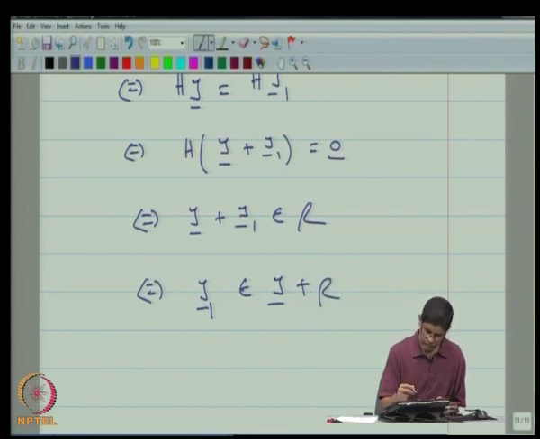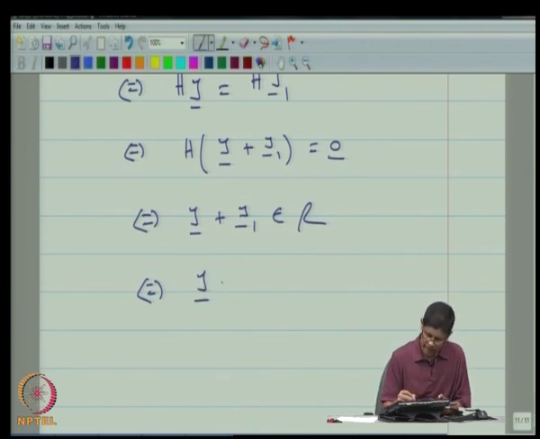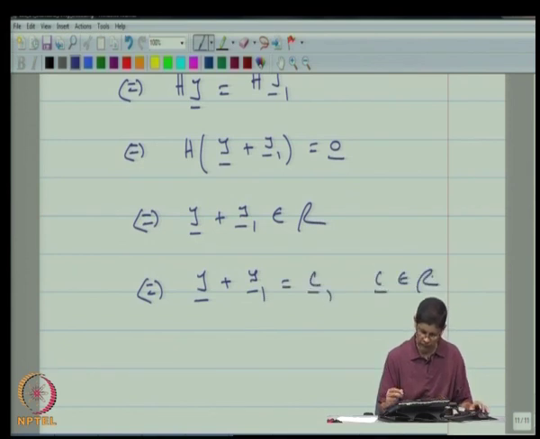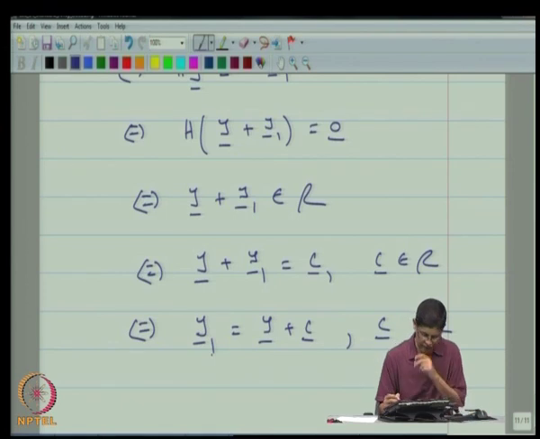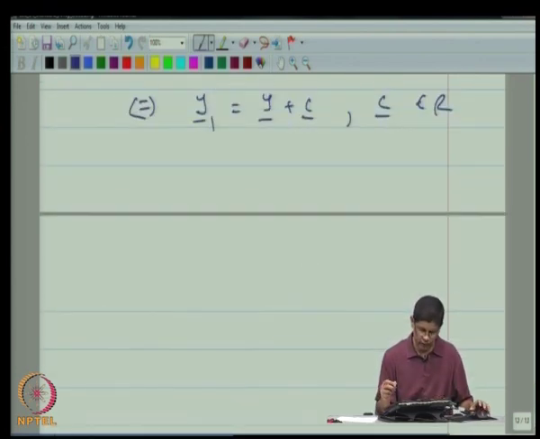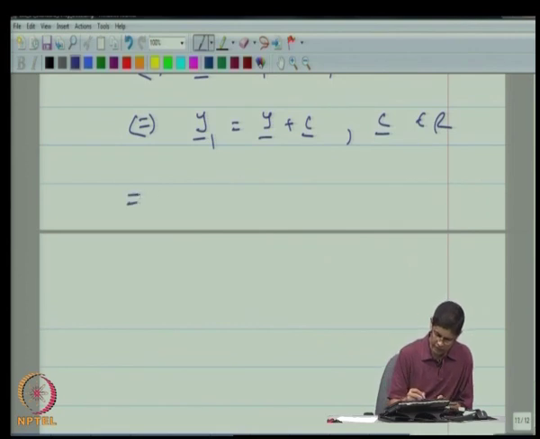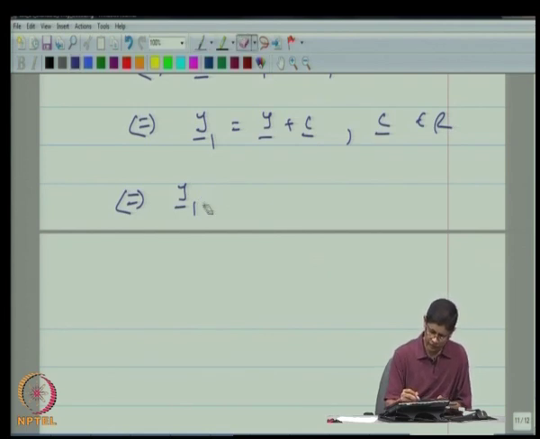Let me take this a little bit slowly, perhaps just so that I am clear. This is equivalent to saying that y plus y1 is equal to c, where c belongs to the code, which is equivalent to saying that y1 is y plus c, c in the code. But then if y1 is y plus c, then that can only happen if y1 and y are in the same coset.